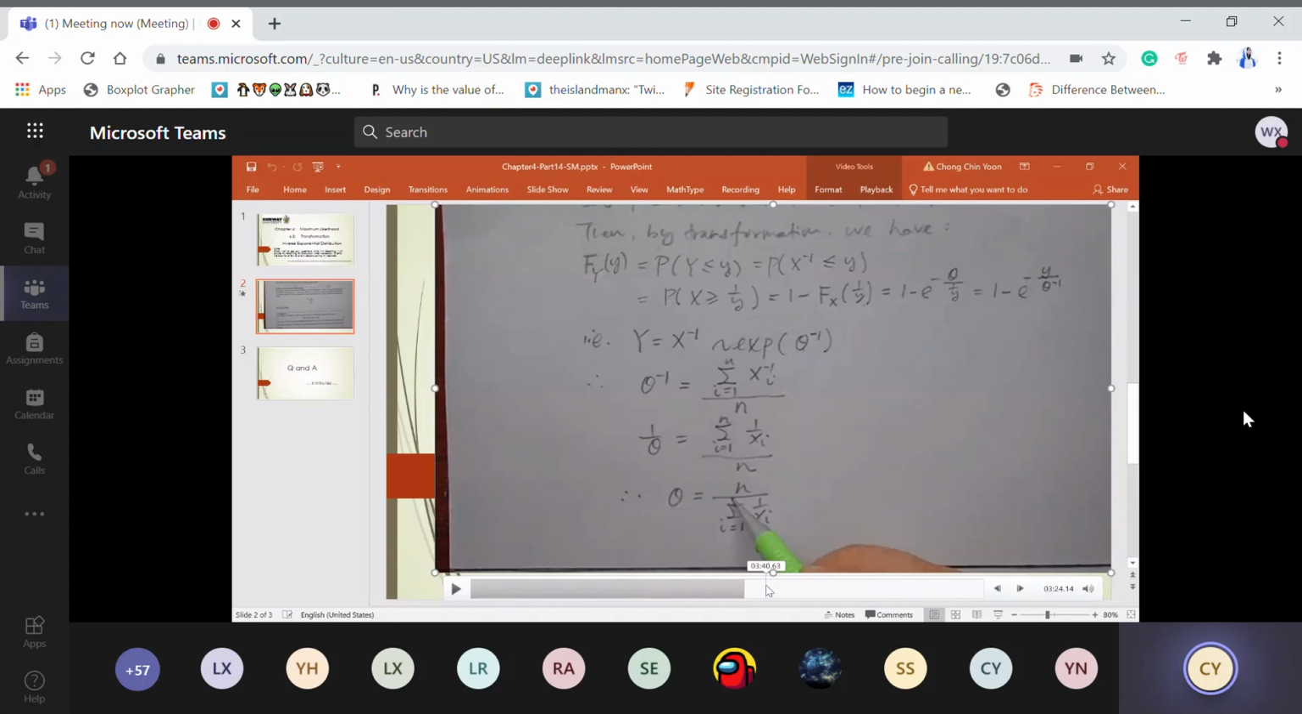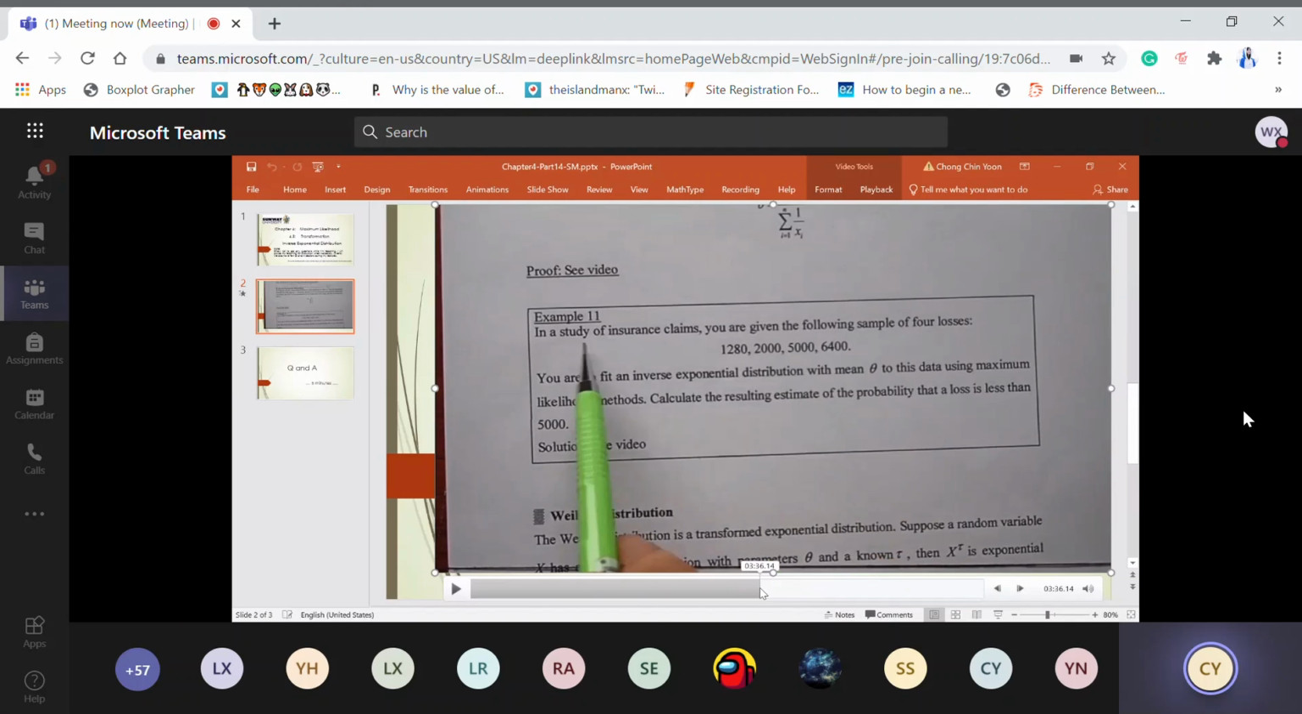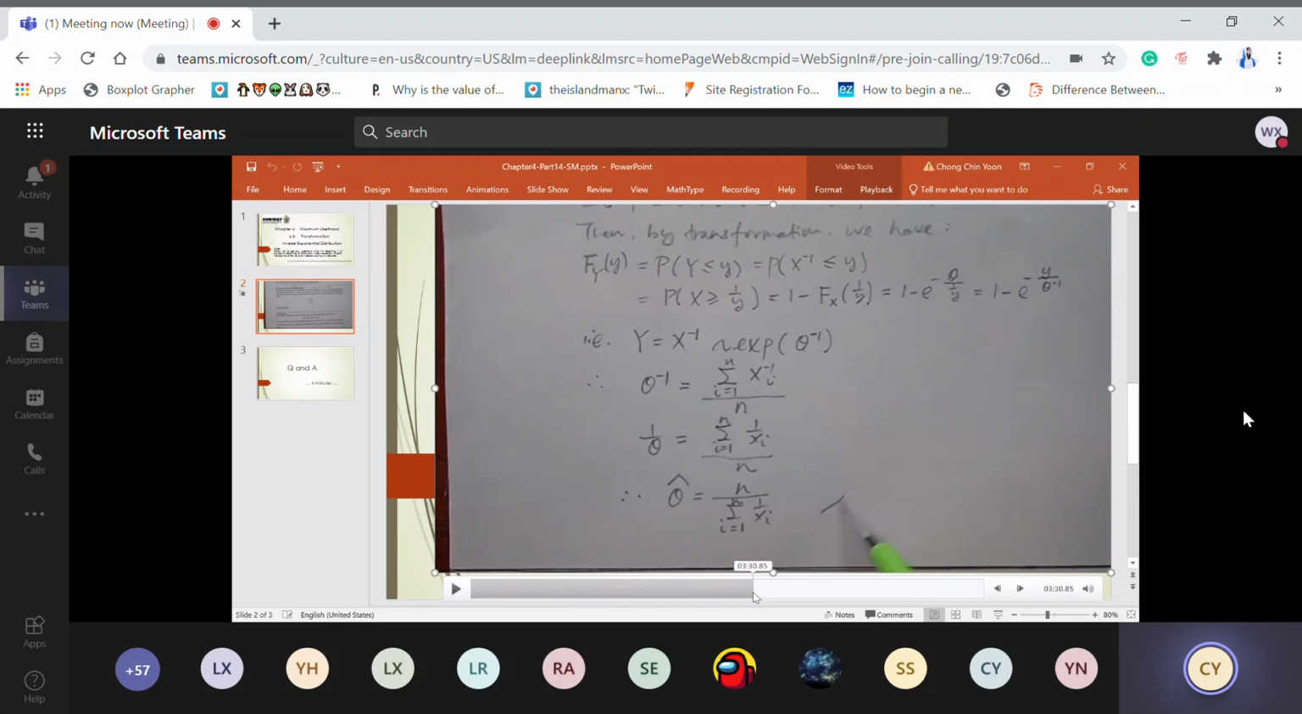Later I won't explain in so much detail, only this one because of the steps. You will know the steps for inverse exponential, and the rest are almost the same. Now we move to example 11. I want to save time because this is a very easy one. All these examples are very easy. Maybe we just go to the question first.